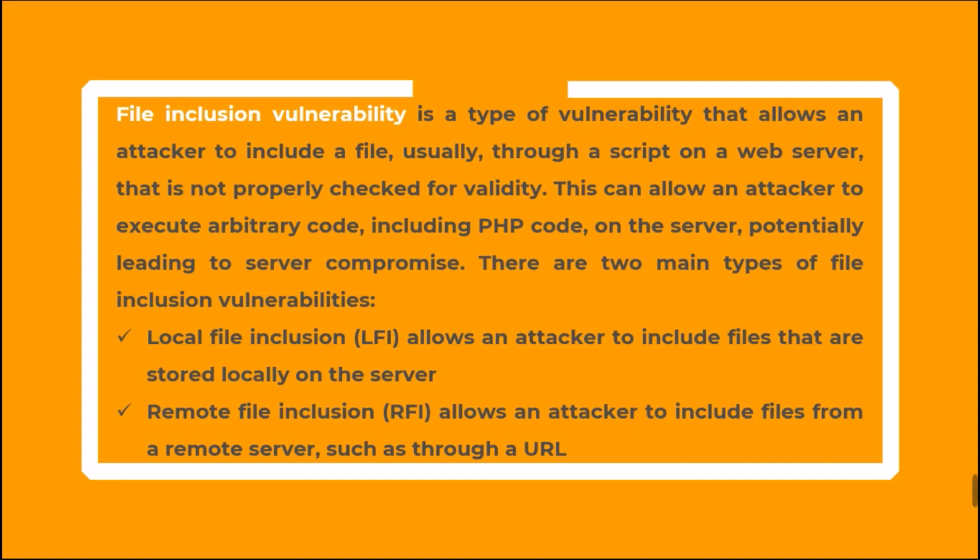Now, there are two main types of file inclusion vulnerabilities. The first is local file inclusion, that allows an attacker to include files that are stored locally on the server. Then remote file inclusion, which allows an attacker to include files from a remote server, such as through a URL.